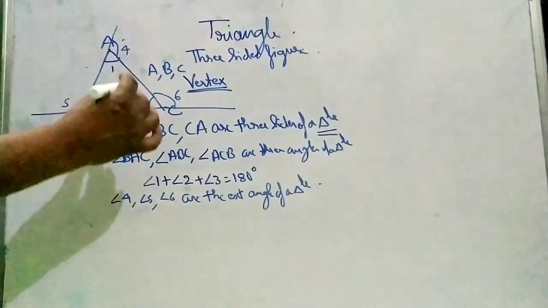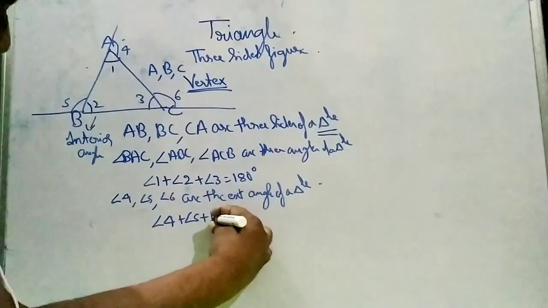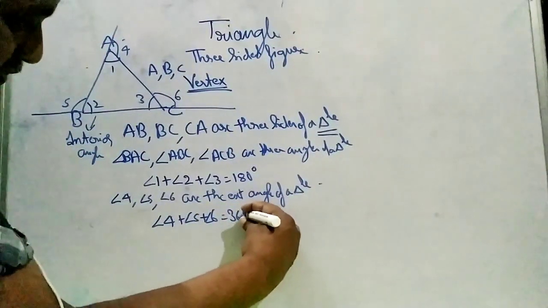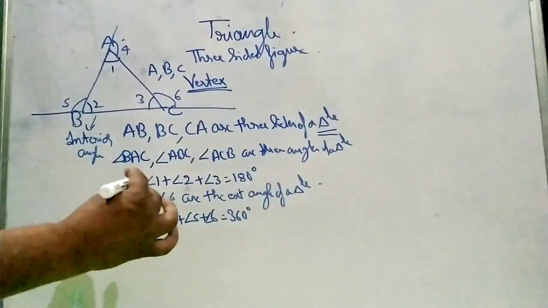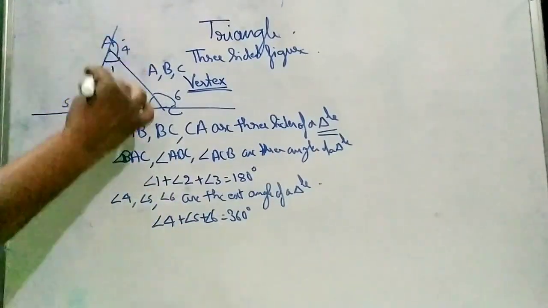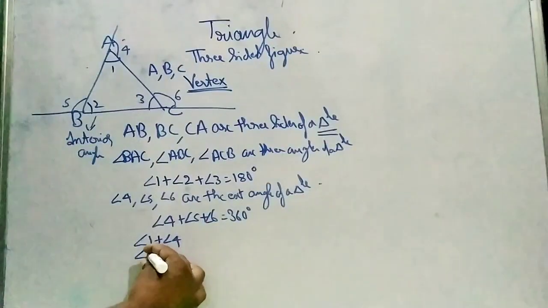Now, in the exterior angles of a triangle, angle 4 plus angle 5 plus angle 6 is always equal to 360 degrees. The sum of exterior angles. As the sum of interior angles is equal to 180 degrees, the sum of exterior angles is always equal to 360 degrees.